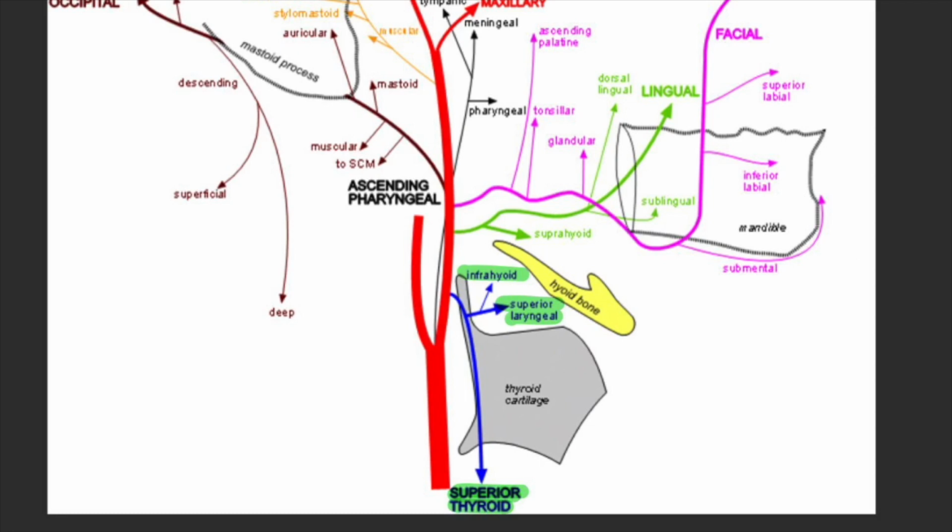It gives off several branches which are not mentioned in the picture, but I'll quickly tell you: hyoid artery, sternocleidomastoid branches, superior laryngeal artery, and cricothyroid branch. Main point to remember is that it supplies the larynx and the thyroid gland, and it terminates into the thyroid gland.